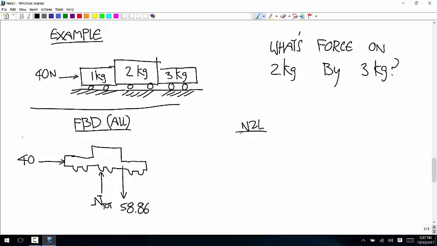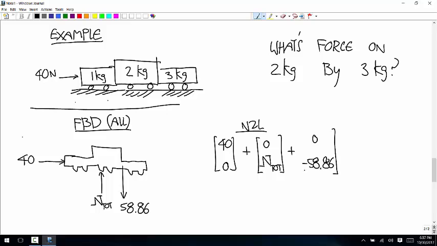And Newton's second law says, this is in the positive x direction, so 40, 0, plus 0 in total, plus 0, negative 58.86, is equal to the mass, 6, times the acceleration. The acceleration is going to be parallel to x, so I'll just call that a, 0.